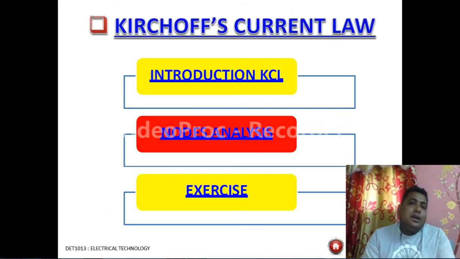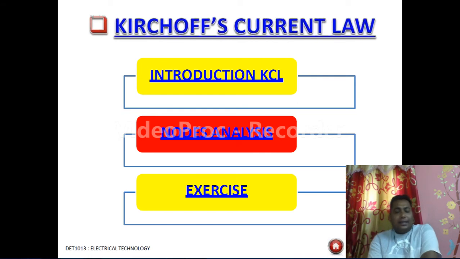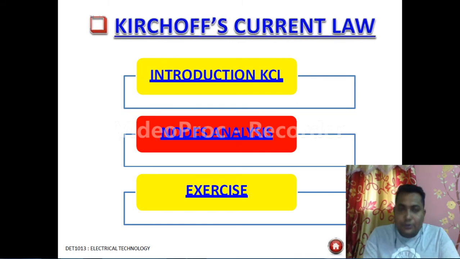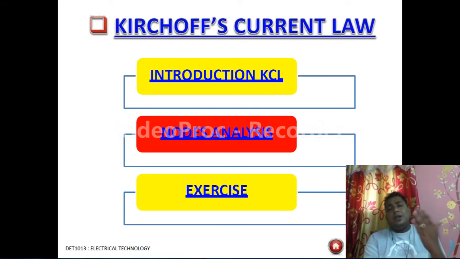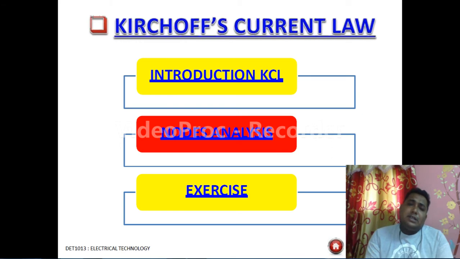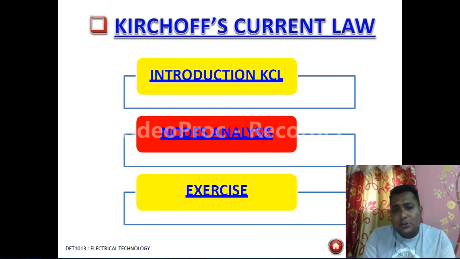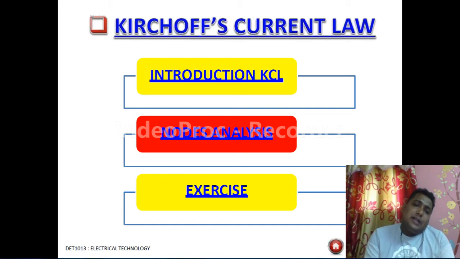Now coming to Kirchhoff's current law. Now what is Kirchhoff's current law? In Kirchhoff's current law, it is told that the summation of total current incoming and outgoing to a particular node is equal to 0. So now we are going to discuss this current law. When you are discussing, some points you have to remember.